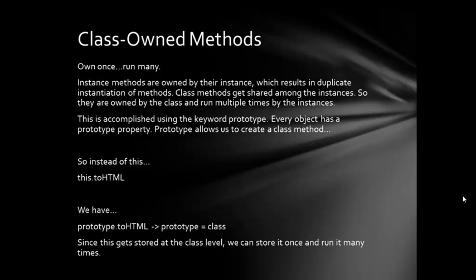There's also a premise in object-oriented programming called own once, run many. Basically what that means is instance methods, they're owned by their instance, like this.toString or this.toHTML or whatever. And the problem with that is that you can duplicate instantiation of your methods. So let's say the toString method, that's where we took in our blog, we took our date and we chunked it down to the way we wanted it to look.